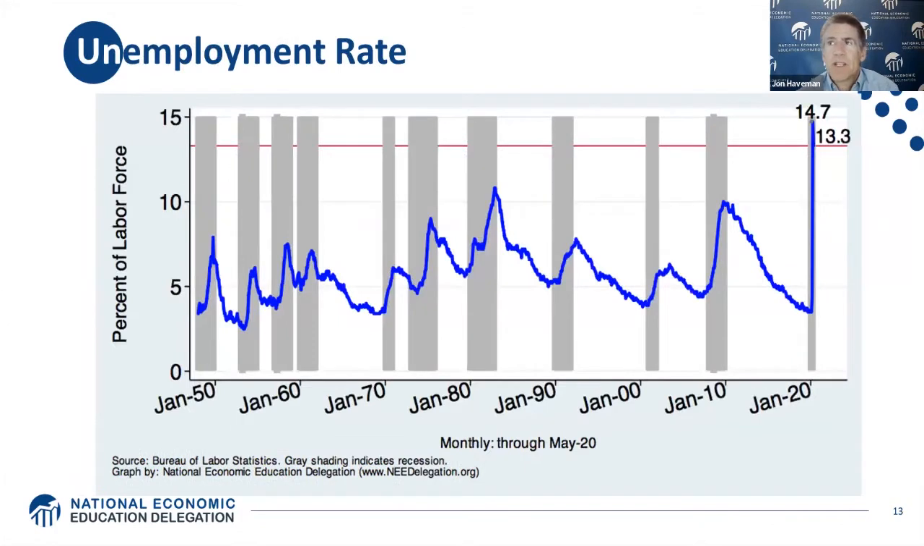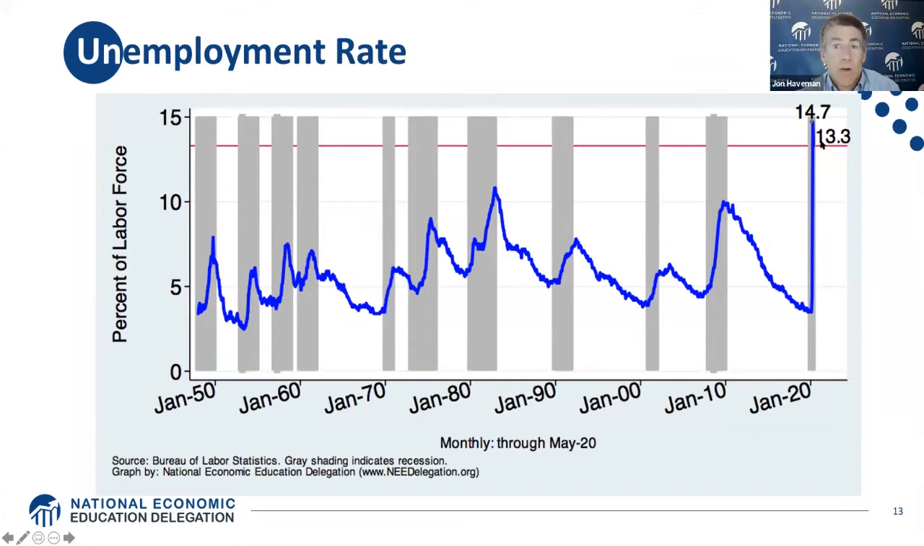Unfortunately, the unemployment estimates that we've gotten, and this is the unemployment rate going back to World War II, right? You can see in recessions, these gray bars indicate recessions, the unemployment rate goes up and then comes down, up, down, up, down, right? Well, in May, we got an unemployment announcement of 14.7%. And then in April it was 14.7%, in May 13.3%.